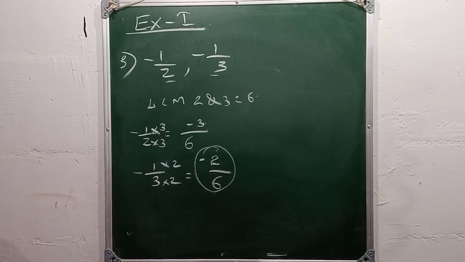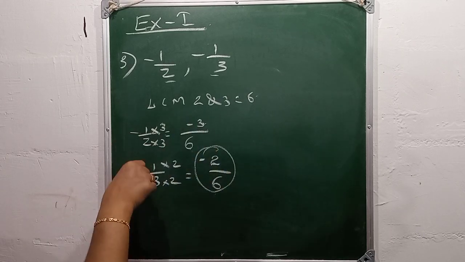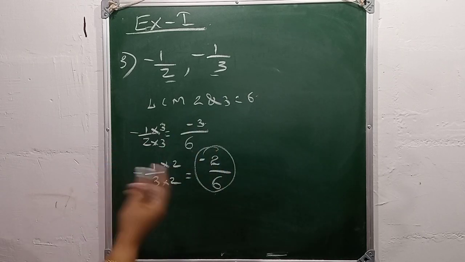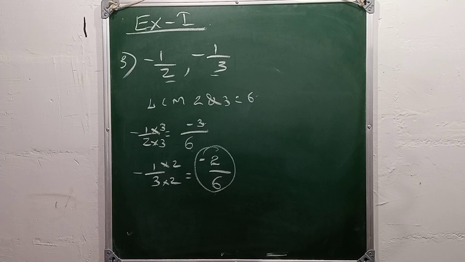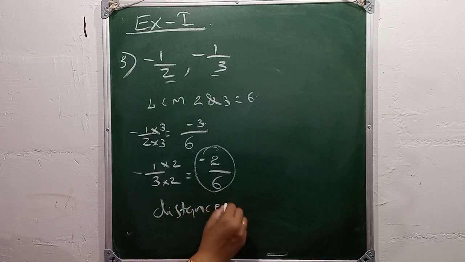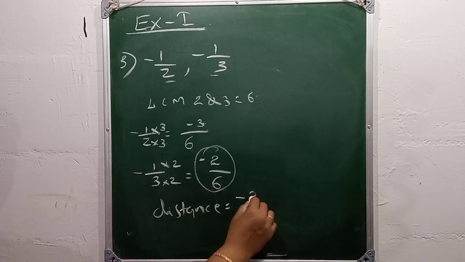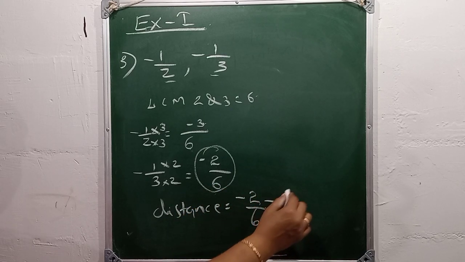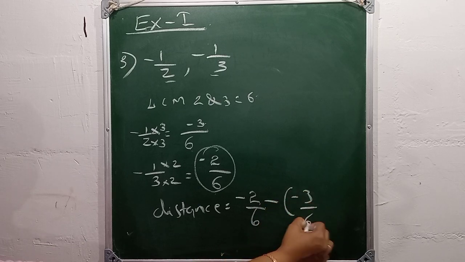Negatives keep decreasing as we move towards the left side. So negative 2 by 6 comes first, and then negative 3 by 6 comes after it. Therefore negative 2 by 6 is larger than negative 3 by 6. So the distance is larger minus smaller, that is equal to negative 2 by 6 minus negative 3 by 6.